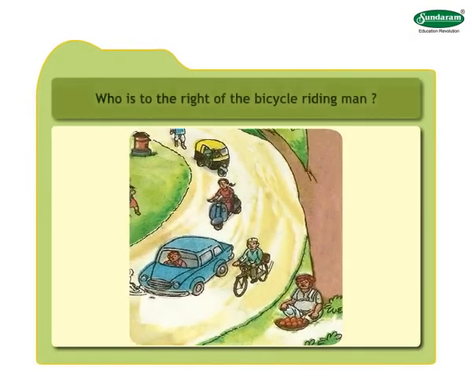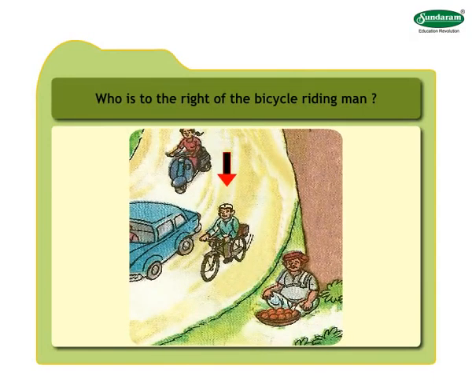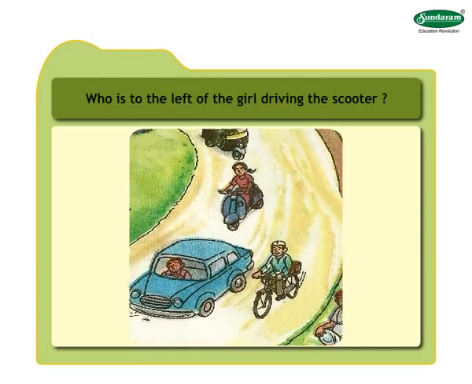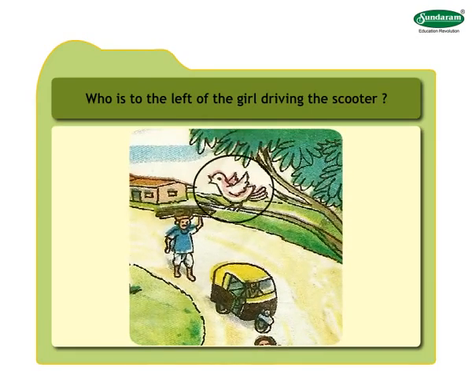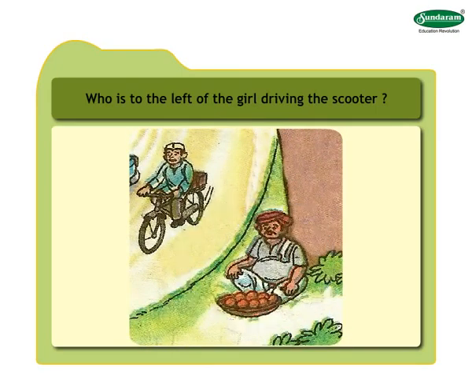Children, who is to the right of the bicycle riding man? Yes, the fruit seller is to the right of the man riding the bicycle. Who is to the left of the girl driving the scooter? Yes, the girl watering the plants is to the left of the girl driving the scooter. The bird is seen sitting on the tree, while the fruit seller is sitting under the tree.